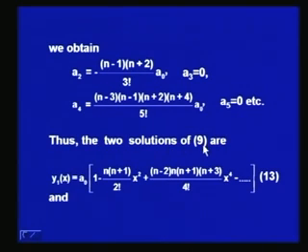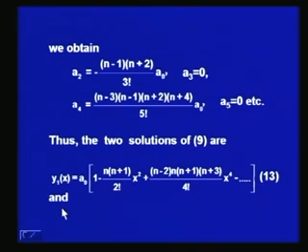And hence we get the two solutions of the Legendre's equation for the values of m equal to 0 and m equal to 1. For m equal to 0 we get the solution, which we call y1 of x, equal to a naught times 1 minus n into n plus 1 by 2 factorial x square plus n minus 2 into n plus 1, n plus 3 by 4 factorial x to the power 4 and so on.